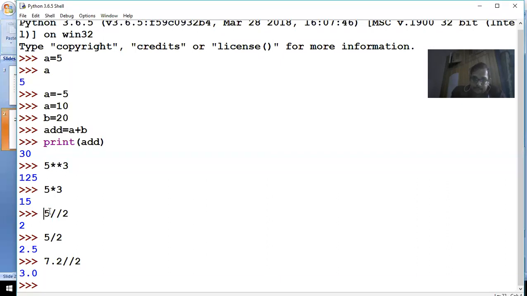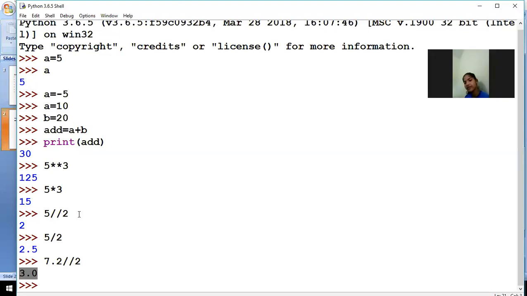Now here in the first case, 5 floor division by 2, you will get the answer in the form of an integer, whereas when either the first number or the second number is a float, you will get the answer in floating point. But in that case it will neglect the portion after the decimal. Dividing 7 floor division by 2, you will get 3 as the quotient but in floating point. Now it is clear, the difference between division and floor division.